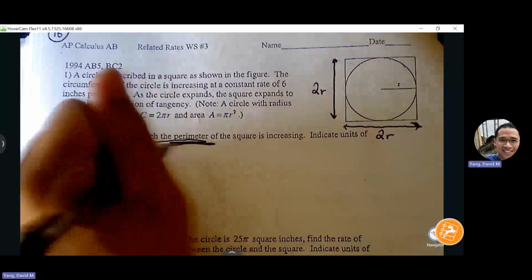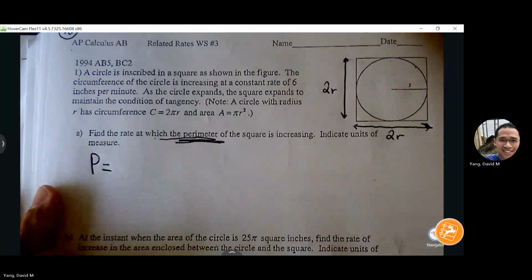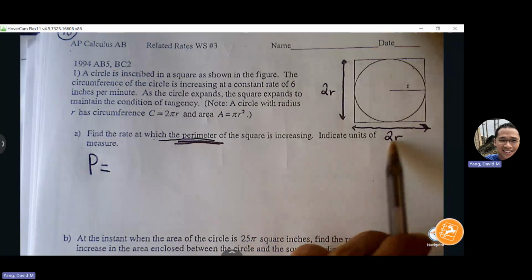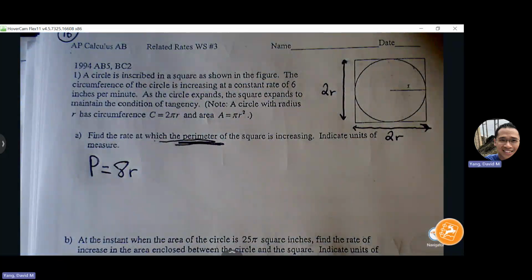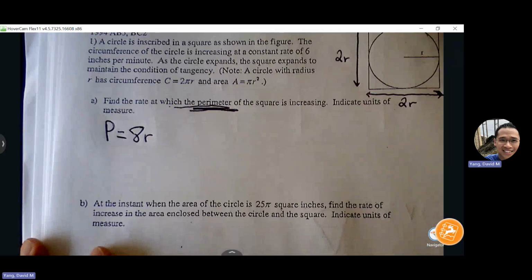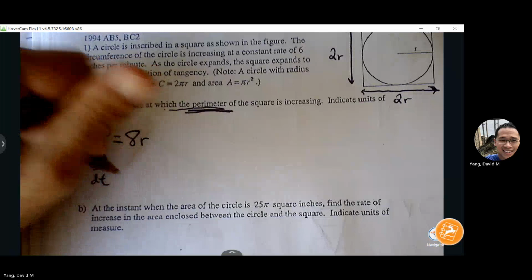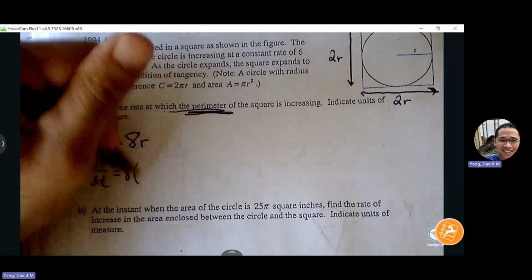Let's build the perimeter equation. What's the perimeter of the square? 8r. 8r, right? 2r plus 2r plus 2r plus 2r. So before we do anything with related rates, we're always building some sort of a geometric or algebraic equation to start with, and then we can build the derivative. Okay, let's find the derivative now. P becomes... 8r becomes 8 dr. Yeah.